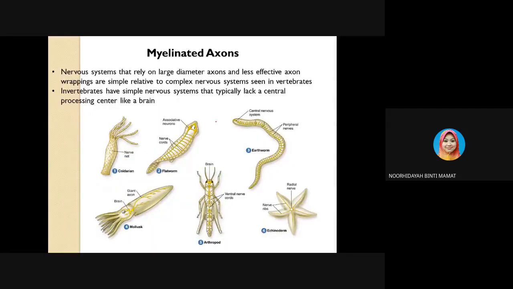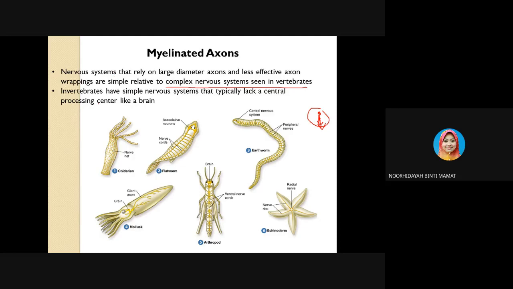Still on the myelinated axon. Nervous systems that rely on large diameter axons, less effective axon wrapping, are simple relative to the complex nervous systems in vertebrates. This is the axon, and they rely on the diameter of the axon.